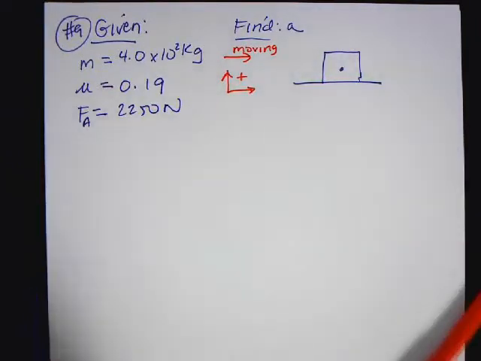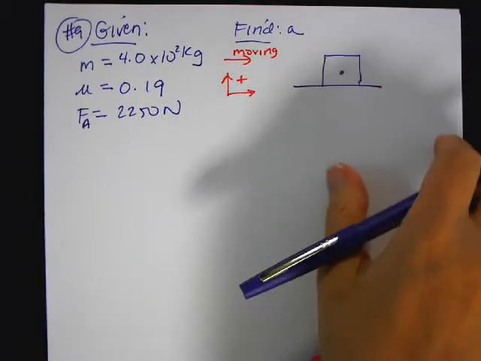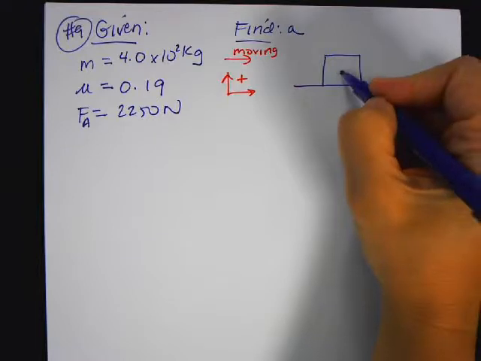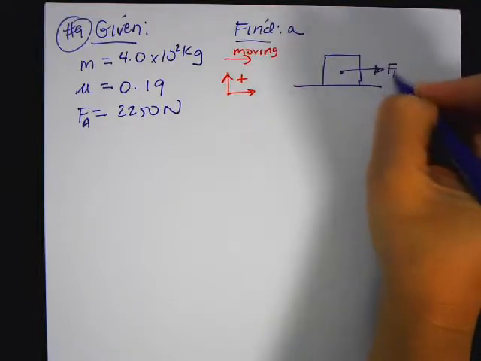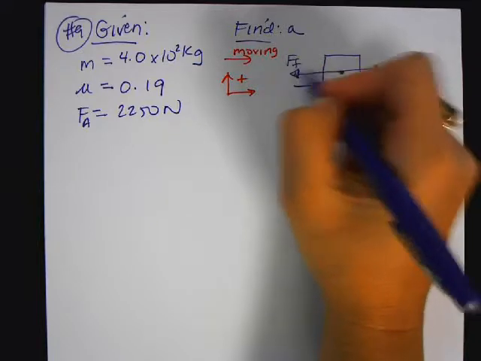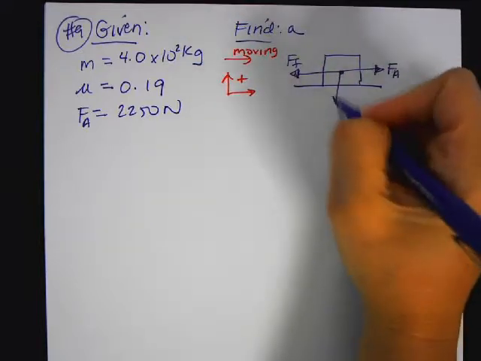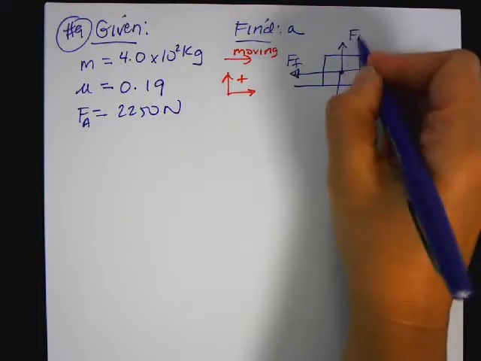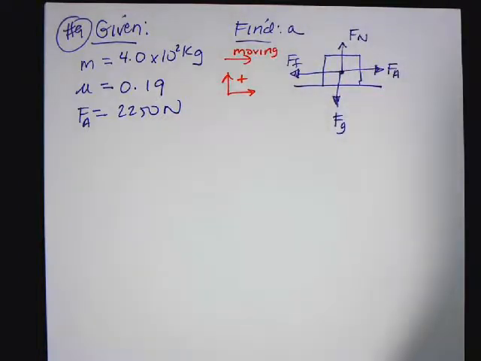So now I'm going to draw everything that's going on it. What's causing the car to move forward? It's really like the thrust of the engine, but we'll just say this is FA. Friction acts in the opposite direction, parallel to the surfaces in contact. The force of weight acts down, and the normal force acts perpendicular to the surfaces in contact.